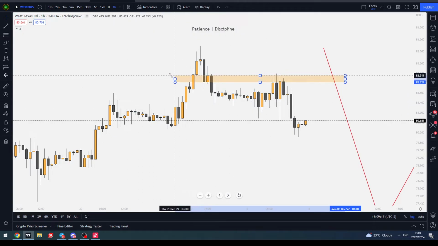For all of those that are not or weren't aware, this was the short on oil. This was the fair value gap.